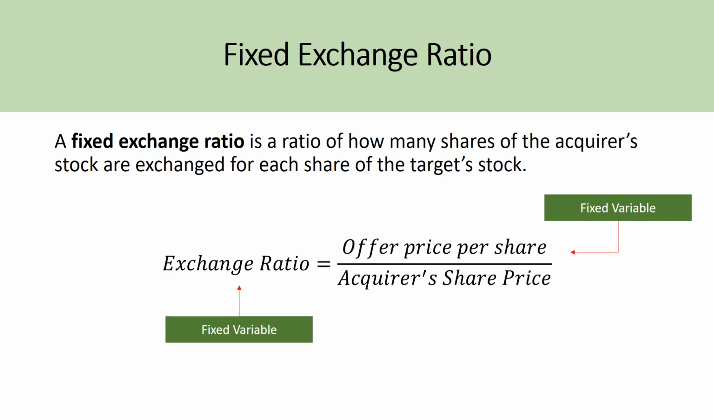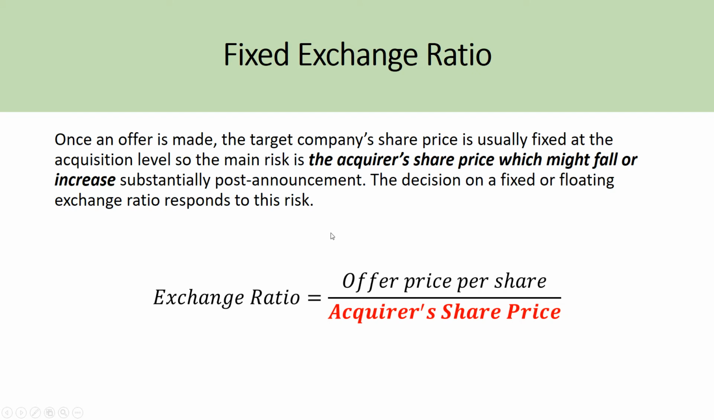So now let's talk about the fixed exchange ratio. A fixed exchange ratio is a ratio of how many shares of the acquirer's stock are exchanged for each share of the target stock. So the fixed variables in this equation are the exchange ratio itself, just as the name says, fixed exchange ratio, and the offer price per share. Okay. Now, once an offer is made, the target company's share price is usually fixed at the acquisition level. So the main risk is the acquirer's share price, which might fall or increase substantially post-announcement. The decision on a fixed or floating exchange ratio responds to this risk.